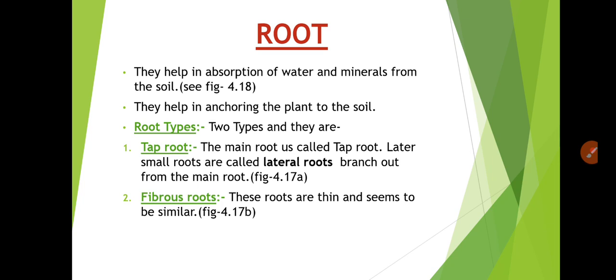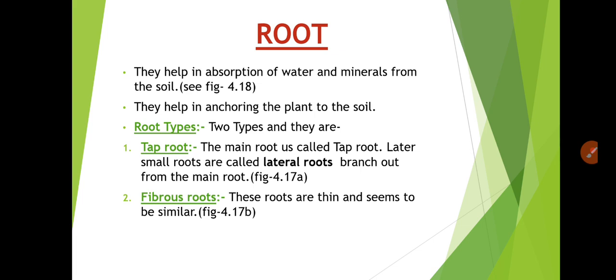Okay, so now we are going to discuss about root. So what do you mean by root? They help in absorption of water and minerals from the soil. They help in anchoring the plant to the soil. Anchoring means roots help to adhere the plant to the soil, means roots help the plants to firmly attach to the soil.